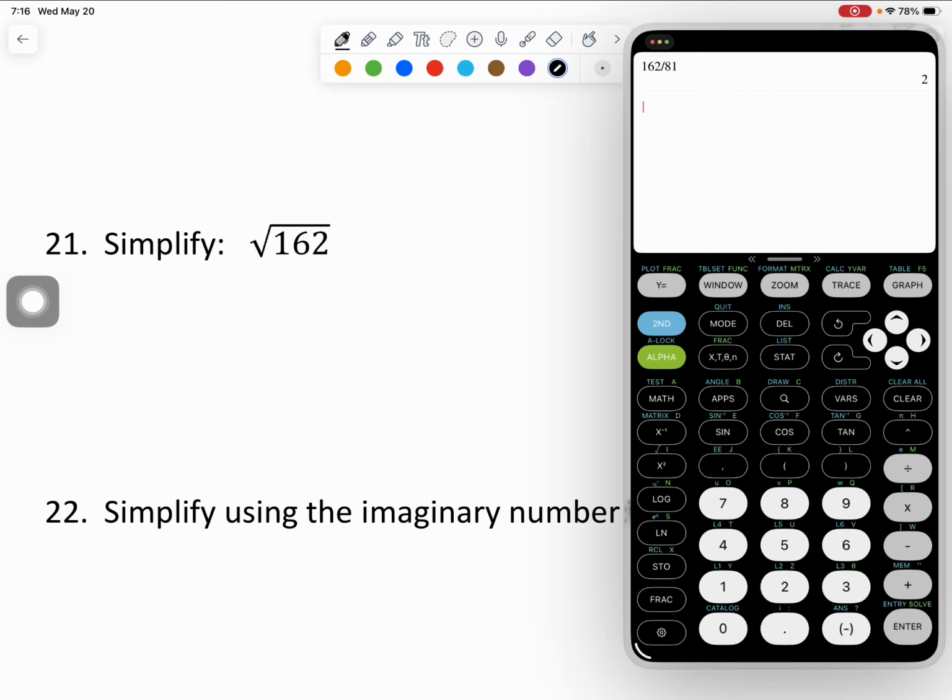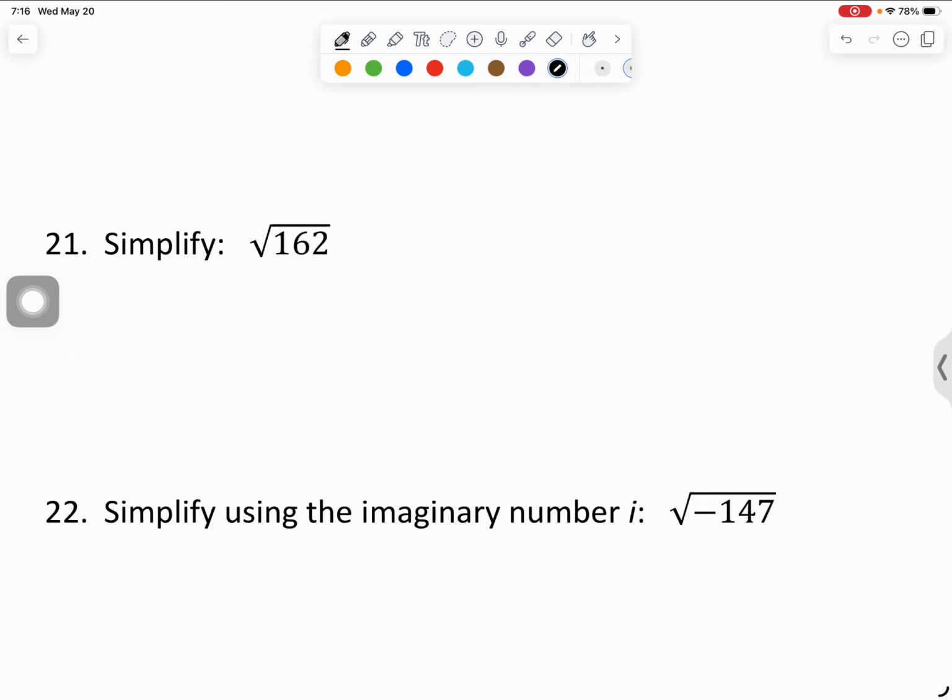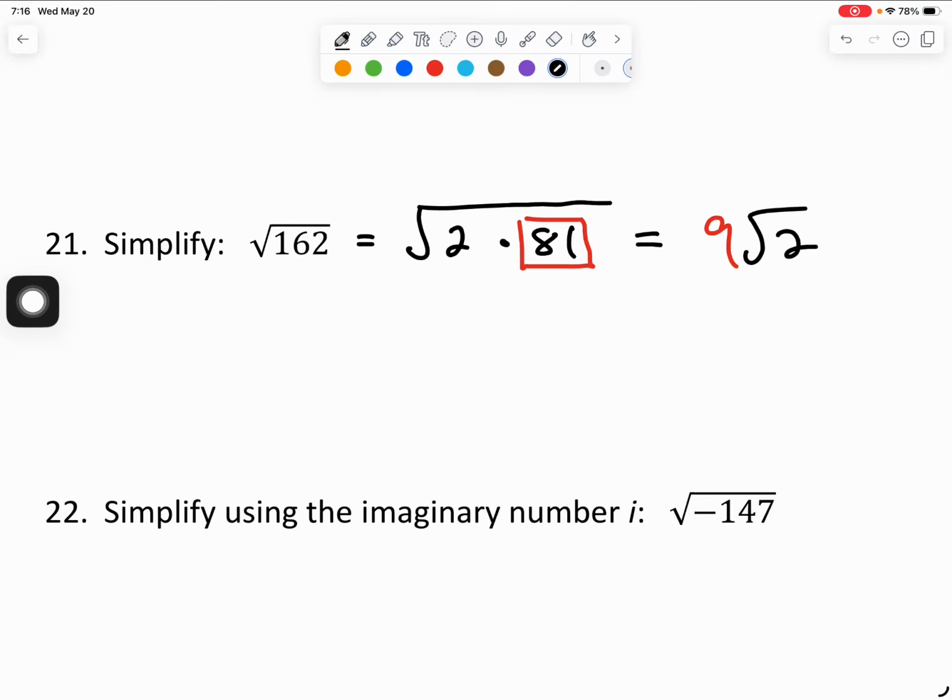It certainly does. All right, so we know that this is equal to the square root of 2 times 81, which is equal to, what's the square root of 81? Oh, it is 9. Thank you. And what's left underneath? Root 2. Go ahead and circle your answer.